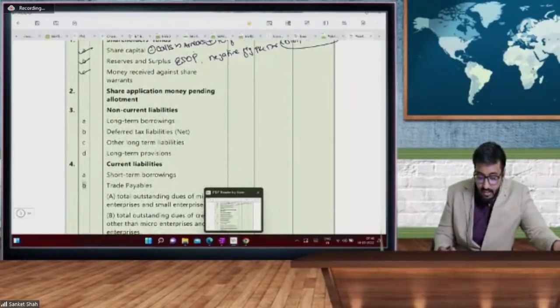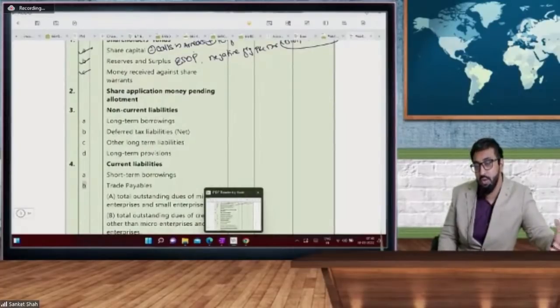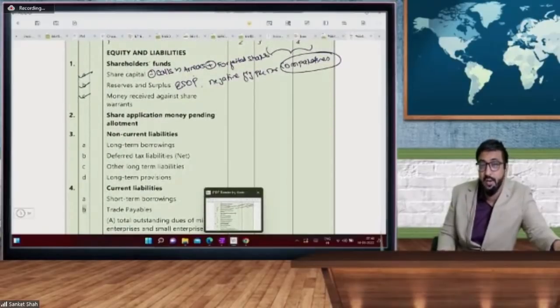Third one is money received against share warrant. Now, share warrant means what? Instead of issuing shares, you are issuing them in warrant form. Warrant form means it's in bunch form, in simple language. It's not like one celebration pack. It's not one Cadbury that you are buying, it's a bunch of all Cadburys. So if you are receiving money against share warrants, it will not be recorded under share capital. It is recorded under shareholders' funds.